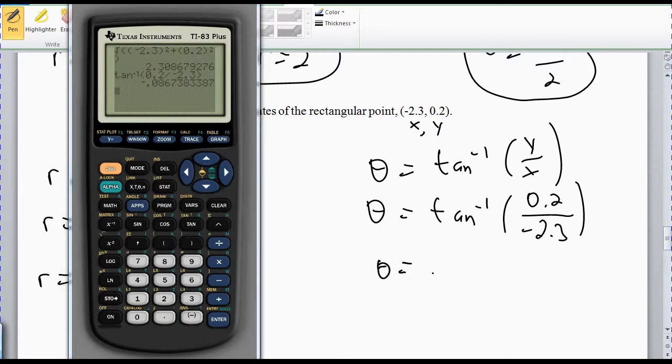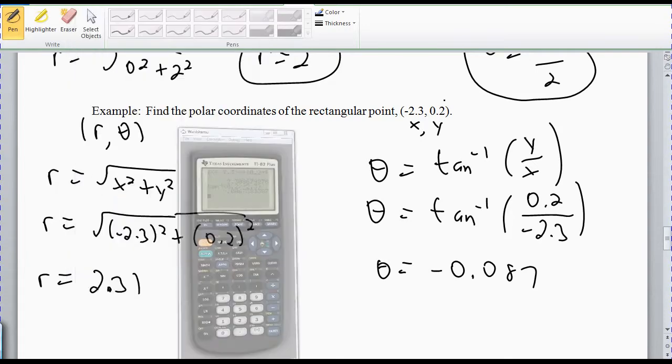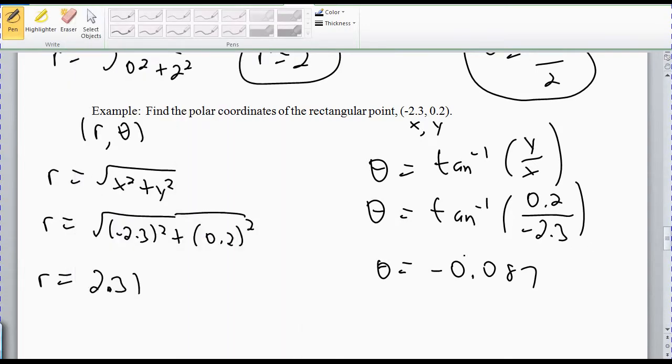And now I get theta equals negative 0.087. I'm doing everything in terms of decimals, and I'm doing everything in terms of radians because there was no degree symbol given. Well, don't worry about a degree symbol because this is x comma y. But I want to do everything in terms of radians because the angle is messy no matter what. And so just keep it in terms of radians. But now we've got to think about this for a second. The original point is negative 2.3, which would be to the left, and then 0.2, which is up. So it's actually going to be over here in the second quadrant.